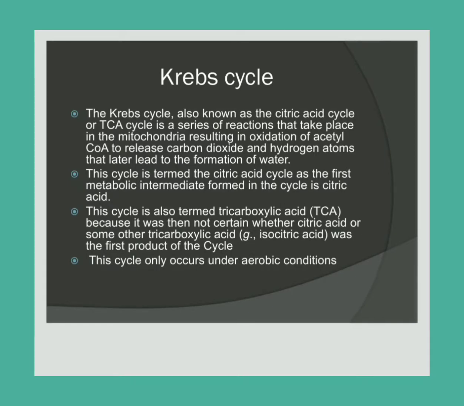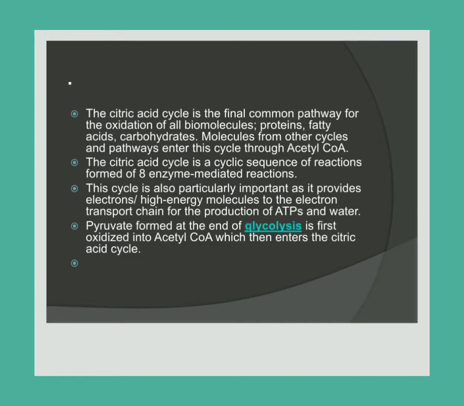This cycle is termed tricarboxylic acid because of the presence of carboxylic acid molecules. The citric acid cycle is the final common pathway for the oxidation of all the biomolecules, that is fats, proteins, carbohydrates, everything. So they will enter into the cycle through acetyl CoA. The citric acid cycle is a cyclic sequence of reactions with 8 intermediate reactions. The cycle also provides the electrons, or high energy molecules, to the electron transport chain for the production of ATP.